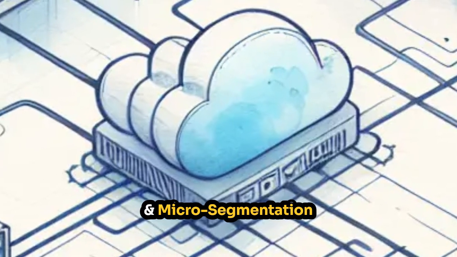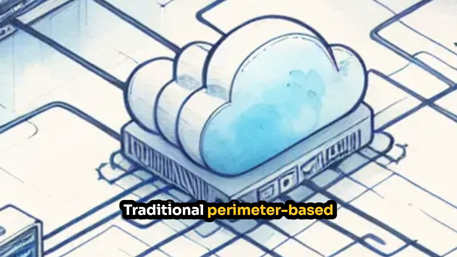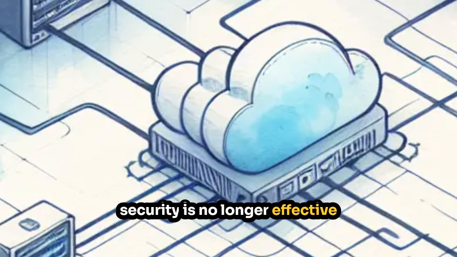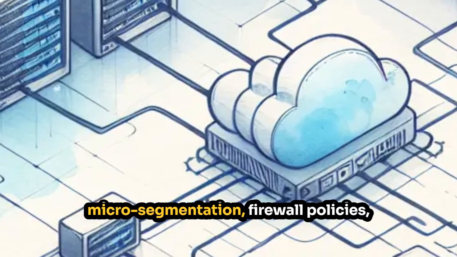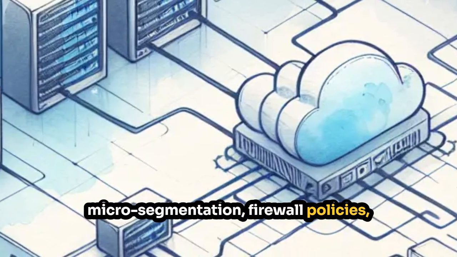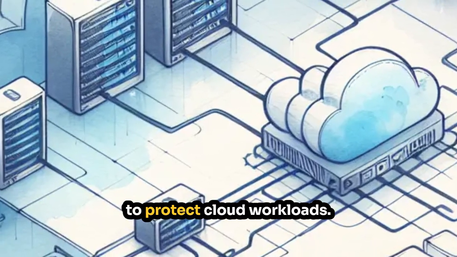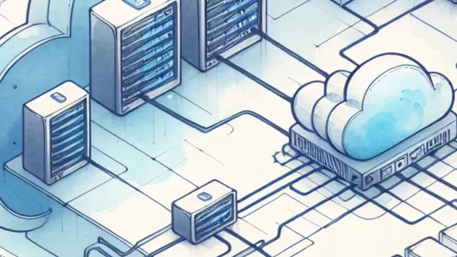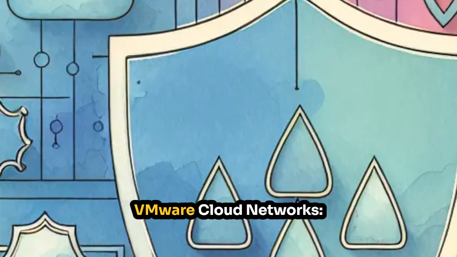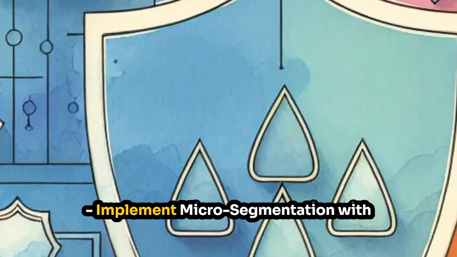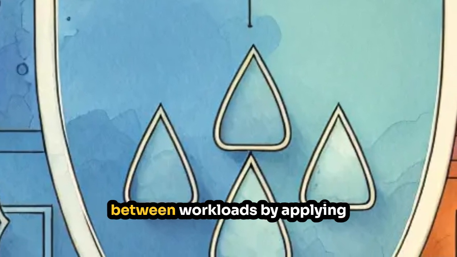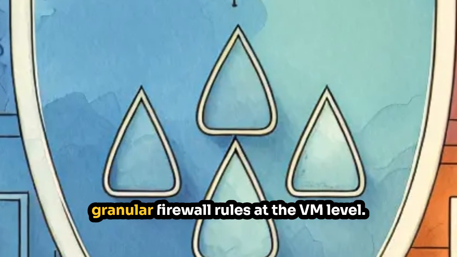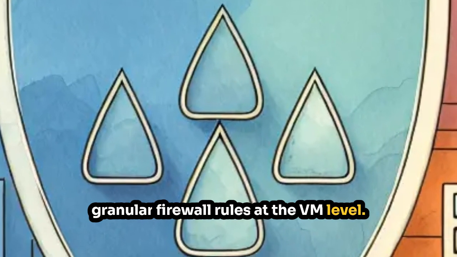Network security and microsegmentation. Traditional perimeter-based security is no longer effective in modern cloud environments. VMware NSX-T provides microsegmentation, firewall policies, and advanced threat prevention to protect cloud workloads. Best practices for securing VMware Cloud networks. Implement microsegmentation with NSX-T. Restrict east-west traffic between workloads by applying granular firewall rules at the VM level.